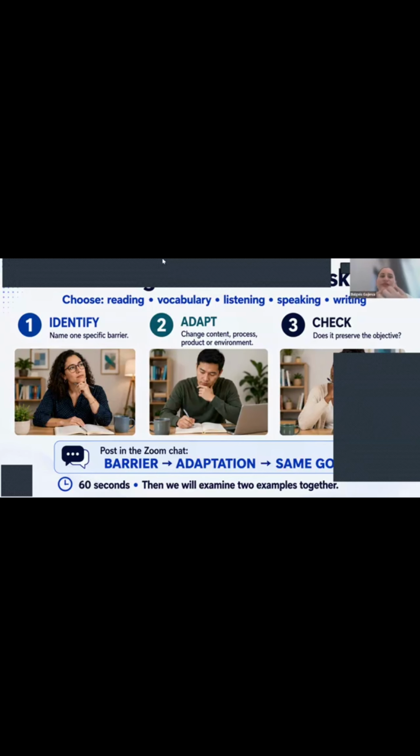Maybe one more example about writing. Let's say the barrier is difficulty organizing ideas. As an adaptation, we can provide a visual organizer and sentence starters for certain students. Here the goal is the same, writing a structured opinion paragraph. The learner still writes the paragraph. The support helps with the planning and organization.